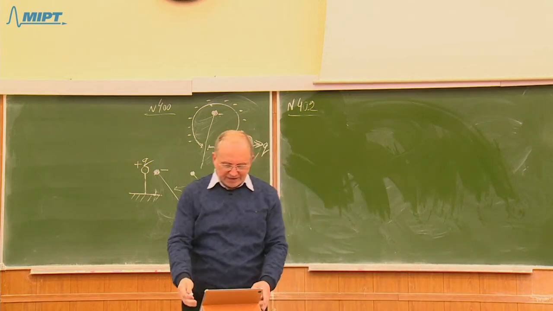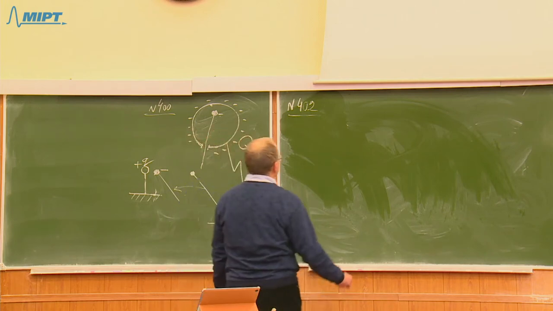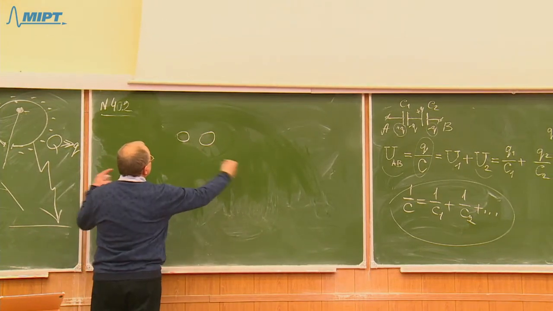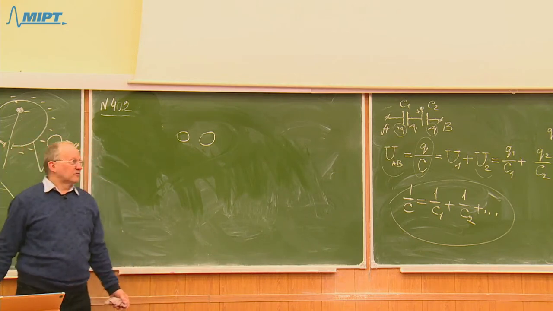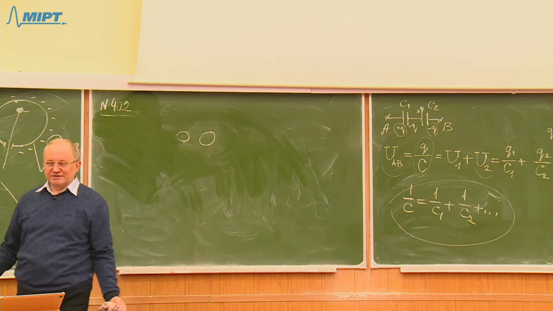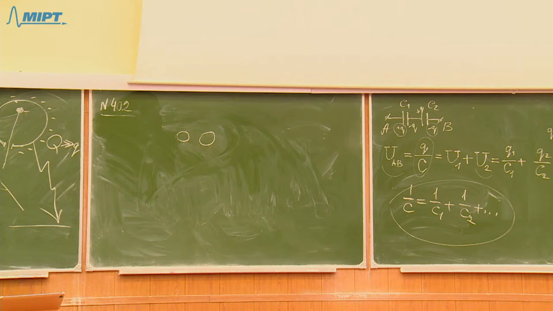It says, can two lightly charged balls be attracted to each other? So we have two balls, and they are lightly charged. Can they be attracted? We know that like charges repel. Plus and plus will repel, and minus charge will repel from one another. And the problem says, can two such balls, lightly charged, be attracted to each other? The answer is positive, yes. Sometimes, lightly charged balls can be attracted to one another.